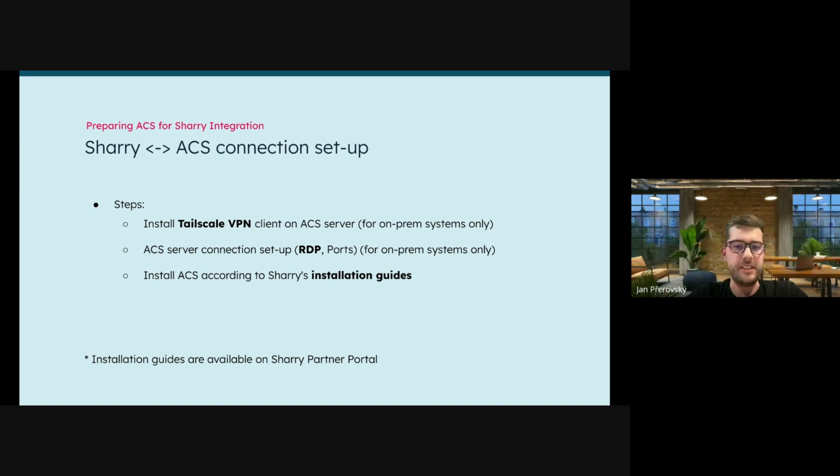The third step, and I would say the most important, and we'll go into this deeper, is the configuration of the access control system itself. For all these steps, we have installation guides that are available on the partner portal, and we always send them to you, or you have them available on the portal during the project. And these are the steps that you should follow during the configuration.